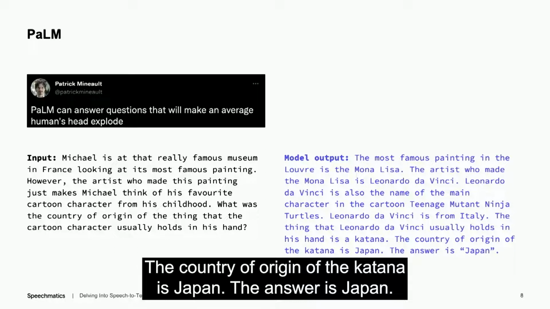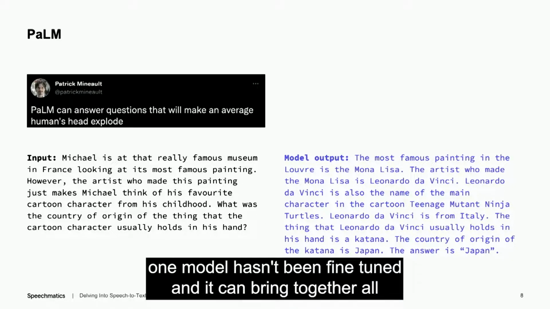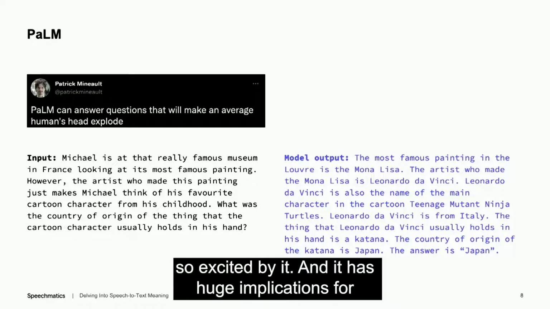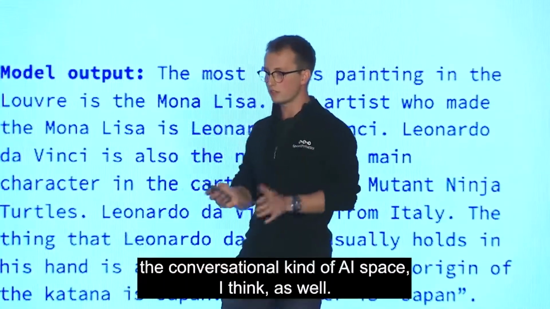The answer is Japan. I just find this absolutely astounding that this is one model, hasn't been fine-tuned, and it can bring together all these unrelated topics. And this is exactly what scale gives you. This is why everyone's so excited by it. And it has huge implications for the conversational AI space, I think, as well.